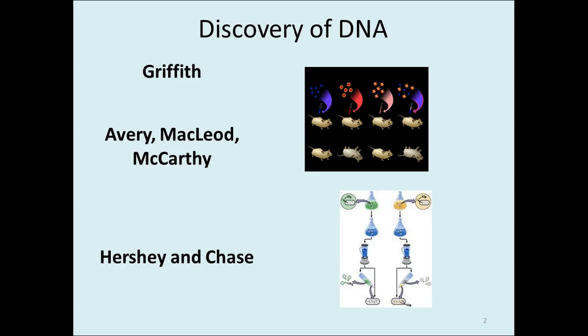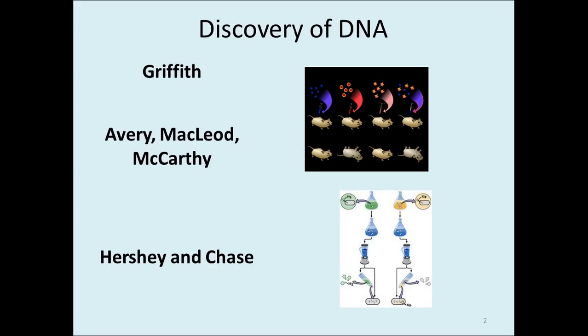Finally, he mixed the dead smooth bacteria with live rough bacteria and injected it into the rats, and the rats died. He observed that something was transferred from the smooth bacteria into the rough bacteria, and he called this material a transforming principle. He called it this because the bacteria was transformed. This was the initial discovery of DNA. He just didn't know what he had.